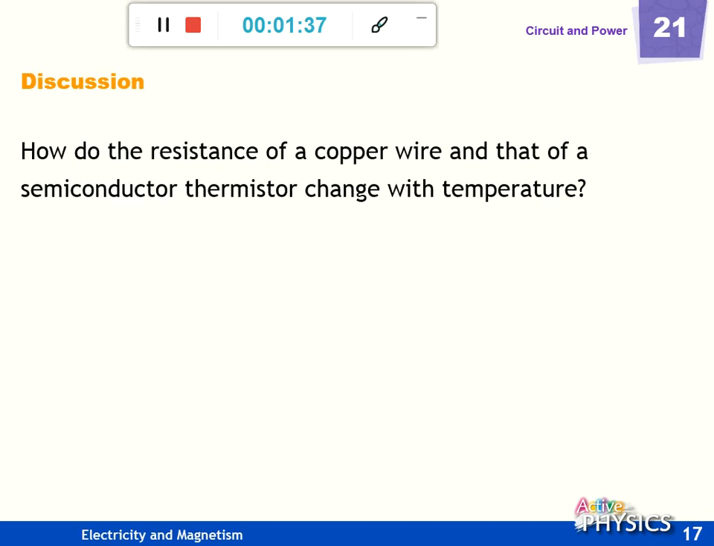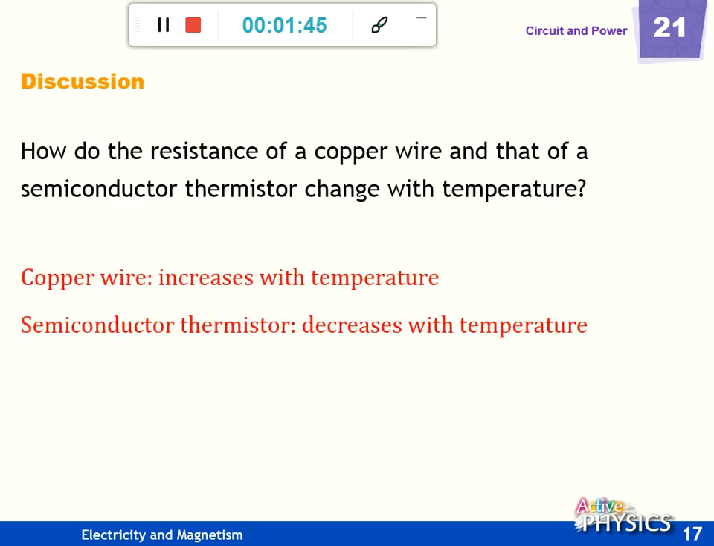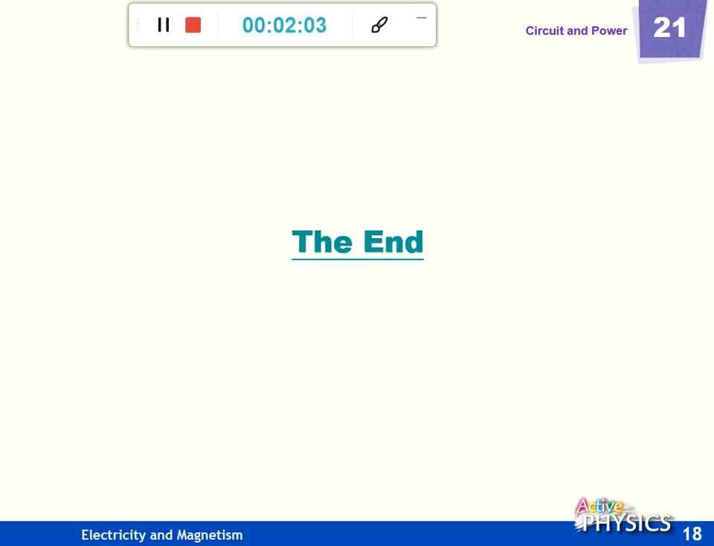This one is the discussion. How do the resistance of the copper wire and the semiconductor thermistor change with temperature? We can notice that copper is the metal. Its resistance will be increasing with the temperature. For the semiconductor thermistor, it will be decreasing with temperature.